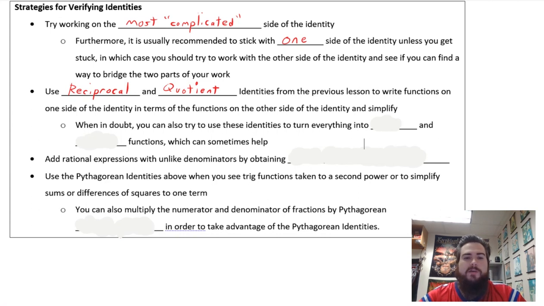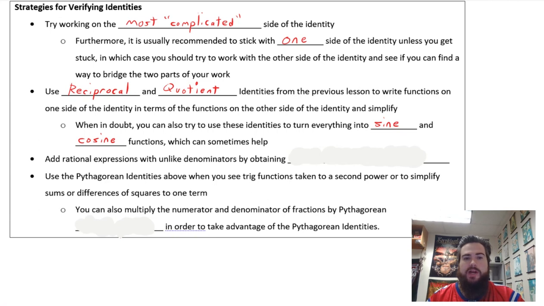get very stuck. When in doubt, you can also try to use these identities to turn everything into sine and cosine functions, which can sometimes help. Not every single circumstance will you want to change everything into sine and cosine. Sometimes that actually makes the situation a little bit more complicated and harder to work with. Very often there are more obvious ways or more obvious identities to apply, but it is a good default if you do get really stuck.